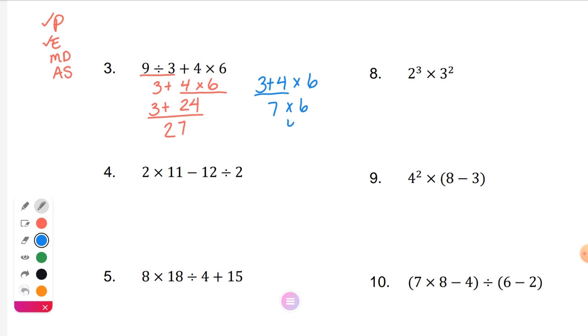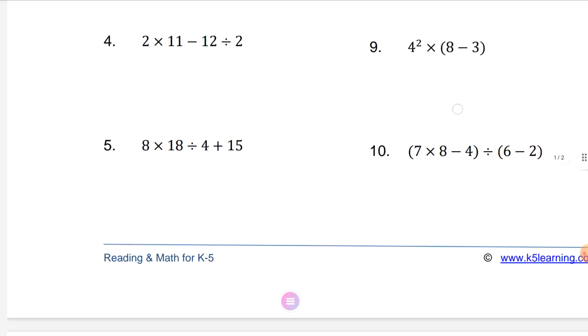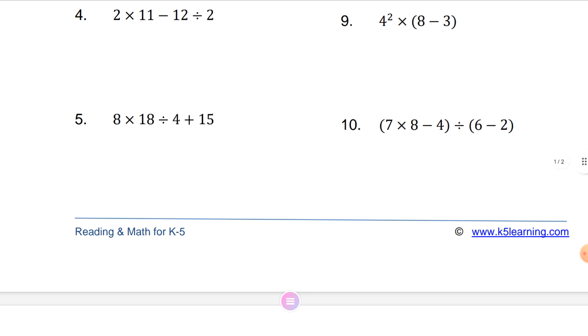Okay, so I'm going to erase that. I'm going to go down to number 10. Let's write our PEMDAS out.